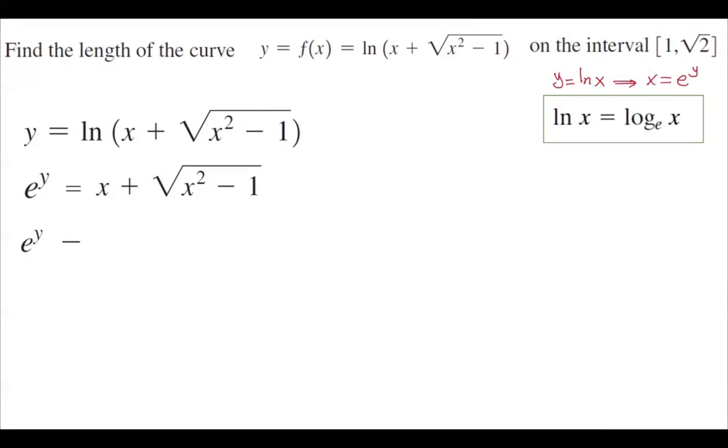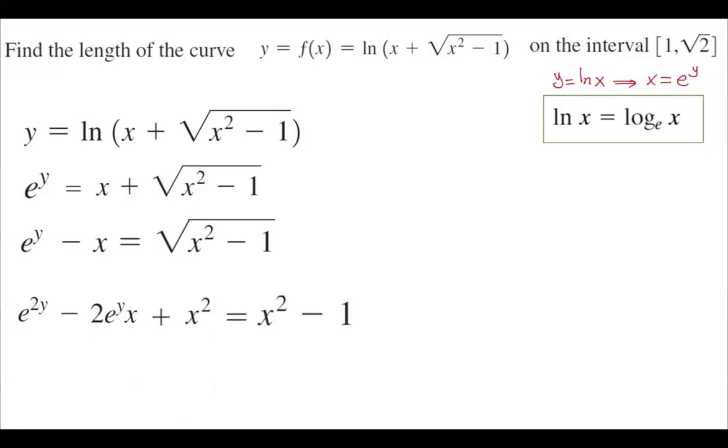We want to get rid of this square root, so we're going to bring x to one side next to e to power y, and on the right hand side, we get the square root of x squared minus 1. Now, if you raise both sides to the second power, e to power 2y minus 2 e to power y times x plus x squared equals x squared minus 1. So what we did, we just took this and raised it to the second power, both sides.